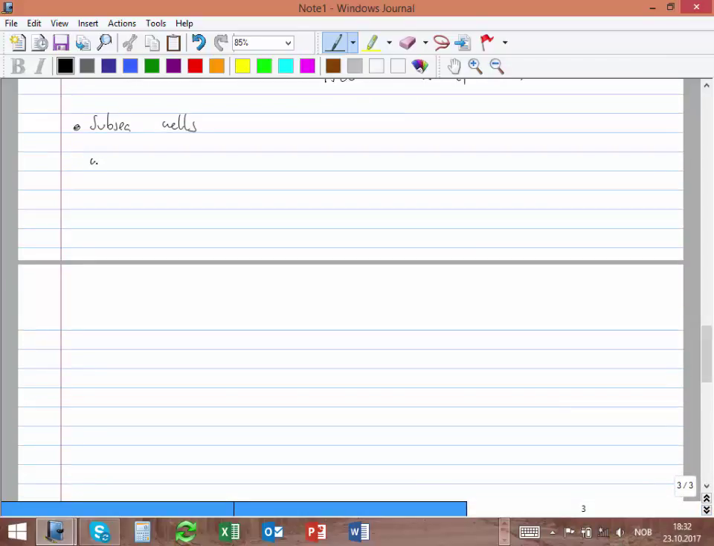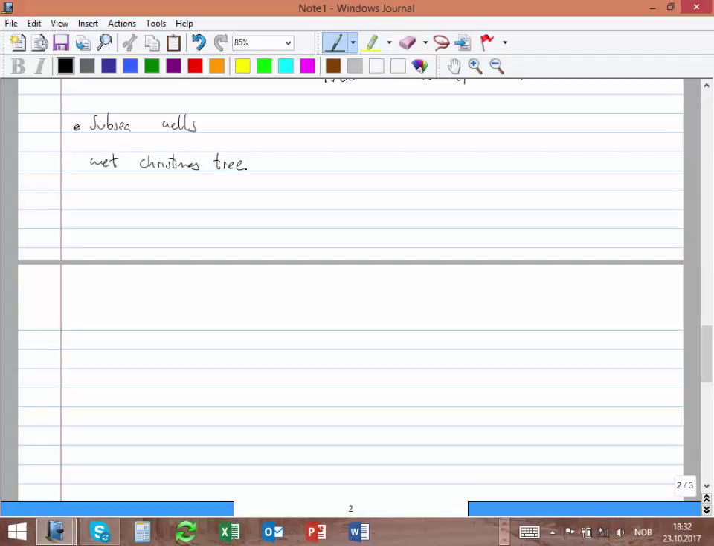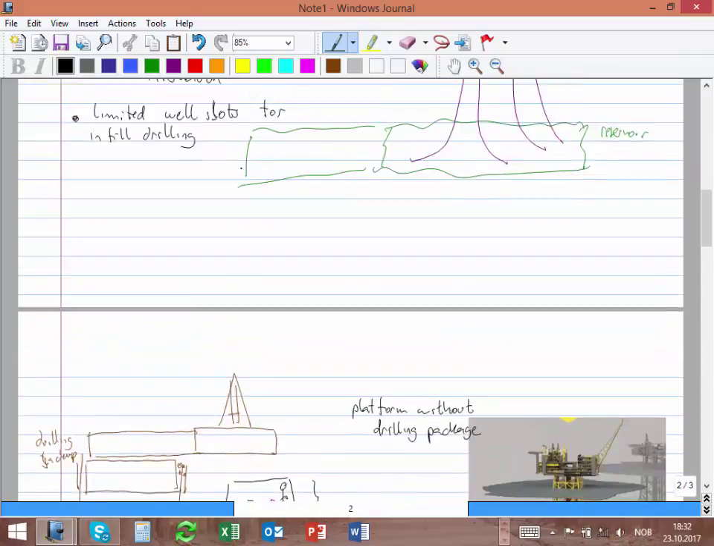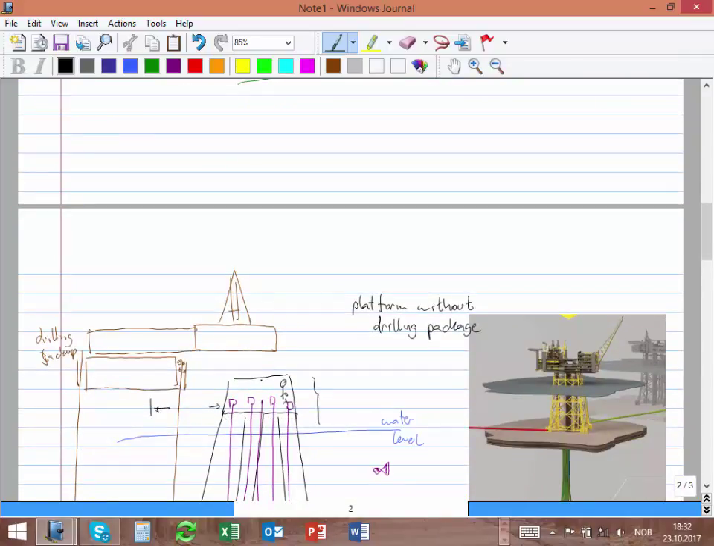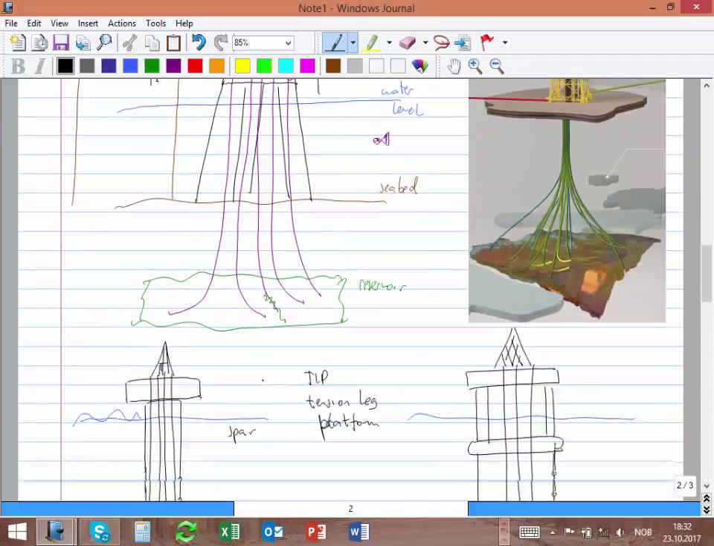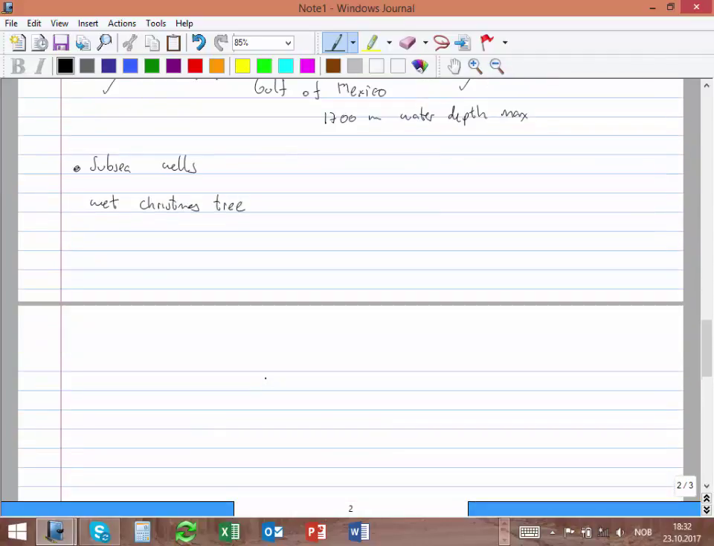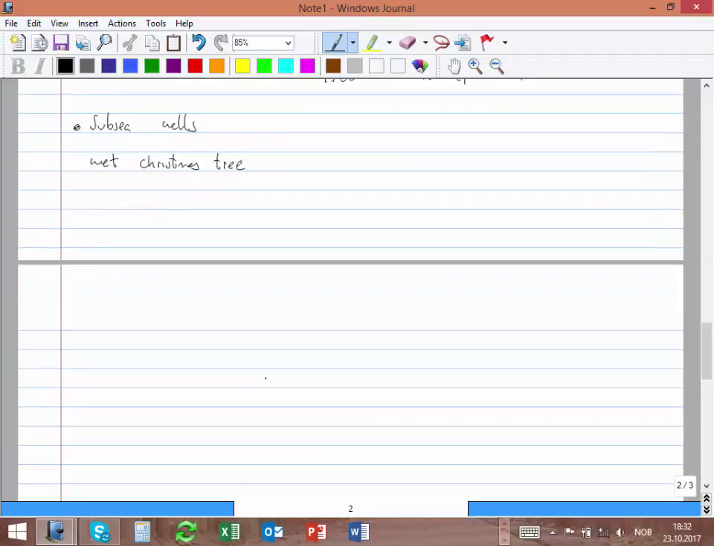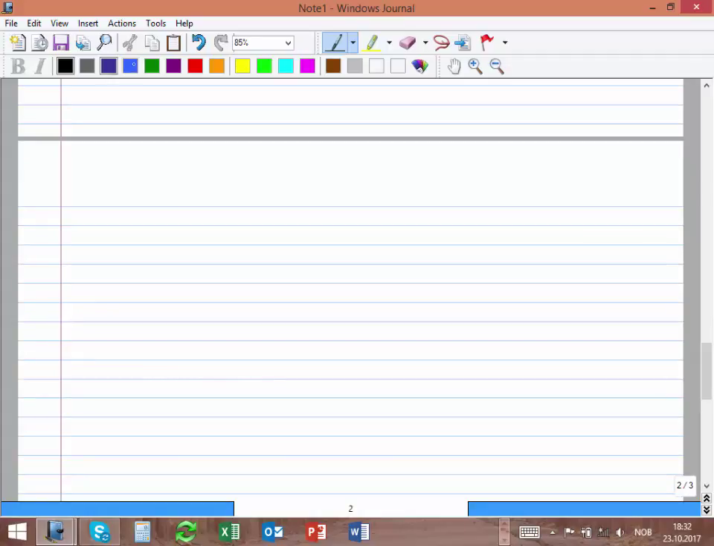Or what we call a wet Christmas tree. And wet basically because I don't have access, like in this case, where I have a person that can actually go and change the settings of the well, can actually touch the wellhead. In this case, the trees are completely subsea, so you have to find another way to operate them. Okay, and that's, again, for example, that case that I was telling you about.